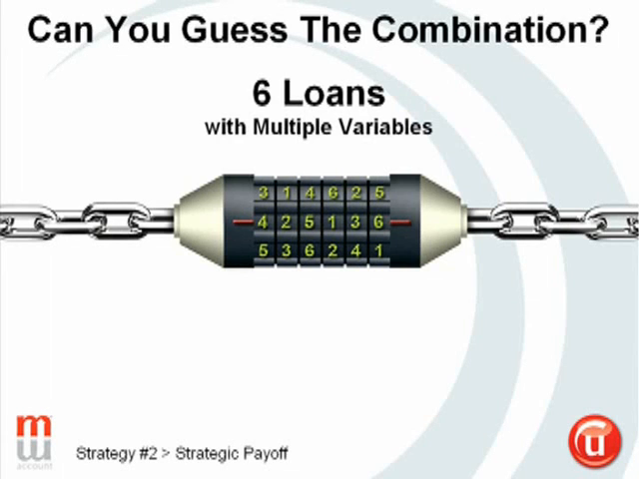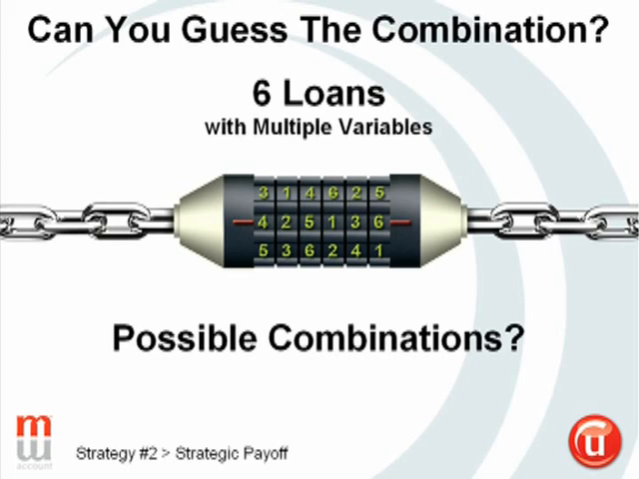So let's give you an idea. Can you guess the combination? Let's say I have 6 loans, and let's say I have multiple variables on each one of those loans. How many possibilities are we looking at? I mean, how many possible combinations are there?